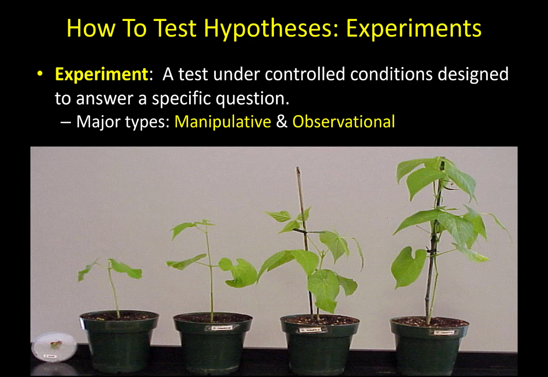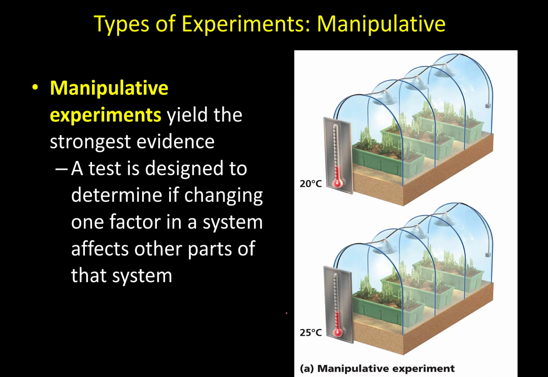Experiments are tests under very controlled conditions that are designed to answer specific questions. Specifically, they're designed to assess whether or not your hypothesis can be supported. There are two major types of experiments: the manipulative and the observational. Manipulative experiments yield the strongest evidence. They're tests that are designed to determine if changing one factor, and only one, in a system affects the other parts of that system. So for example, let's say you've got these two greenhouses.